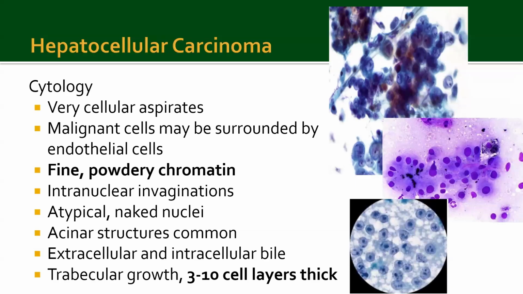And what I find most helpful, especially on ROSE or rapid on-site evaluation, is the trabecular growth, or the 3 to 10 cell layers thick. Typically for benign hepatocytes and benign samples, it's going to be monolayer or at most 2. But if I start seeing flat sheets that are super thick with again about 3 to 10 cells, but can be more, that's when I'm starting to suspect that there's something malignant going on.